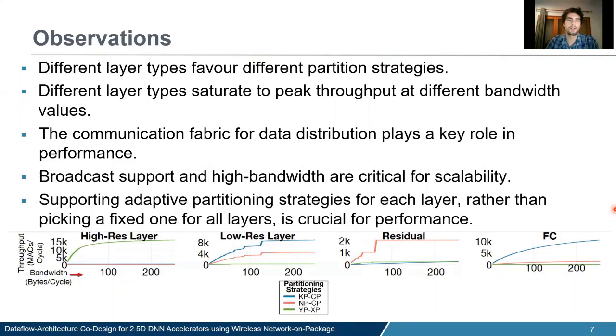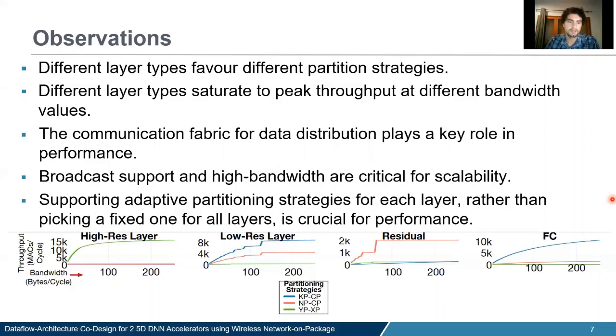So here we can observe the main takeaways from these experiments. The first one is that different layers favor different partitioning strategies. As we can see, for different layers, the top or the fastest data flow that allows us to reach saturation and throughput are different ones in different layers. And actually they saturate also at different bandwidths. So this means that the communication fabric for distribution of this data is key, and that broadcast support and high bandwidth are critical for scalability, since different data flows will require different broadcasts at different moments.